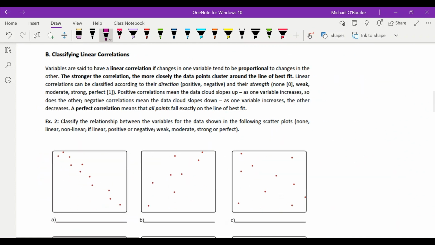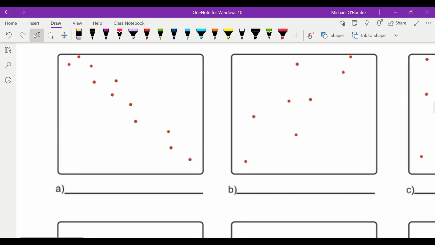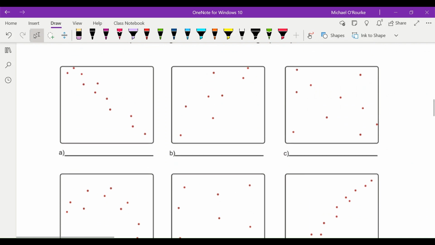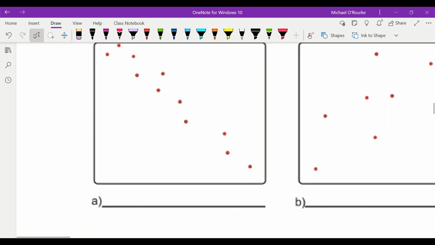So if we go through these here, and we label them as a strength and a direction. Okay, so if you look at this one here, first of all, it's negative. It's going downwards. And you draw a little line of best fit here. I'd probably say that was strong. Now later on in this unit, we're going to give a numerical value to strong, moderate, and weak.